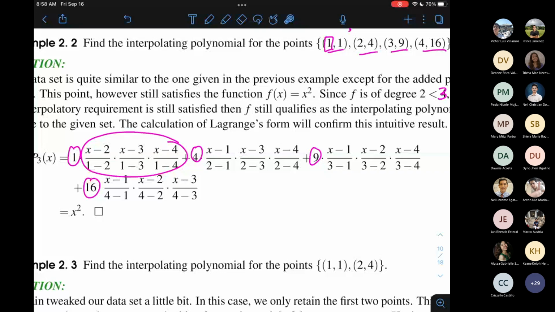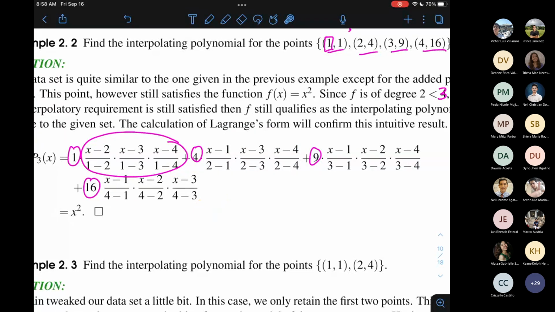Then si 4, mamumultiply siya ng L sub 2 of x. So dapat wala tayong makikita na factor na merong x minus x2. The second abscissa is 2. So dapat walang x minus 2 sa numerator. Hence, you only have x minus 1, x minus 3, and x minus 4. Tapos, copy the subtrahends. Tapos, replace the minuends by x2. You get the Lagrange basis polynomial L2. And the same process will go on until the fourth term.